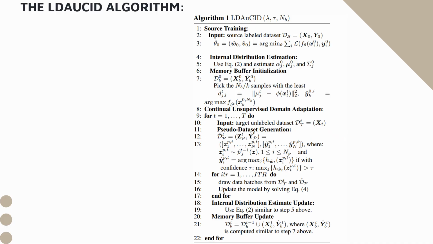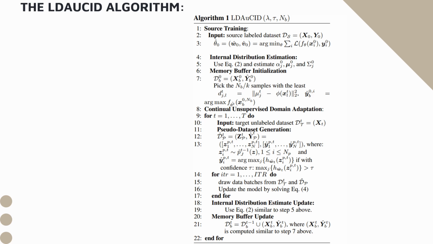First we estimate the parameters of the neural network by using backpropagation on the labeled dataset. Then we find the parameters of the Gaussian mixture model by doing MLE estimation on that. Then we initialize our memory buffer by picking the n_b by k points per class that are closest to the mean in the latent space of that class, as they are the best representatives. Then for each target distribution, we generate a pseudo dataset from the GMM, use the prediction from the classifier network, and throw out the samples with very low confidence.